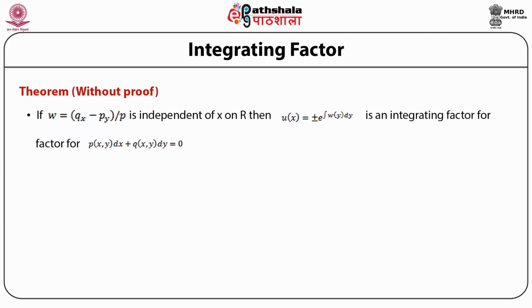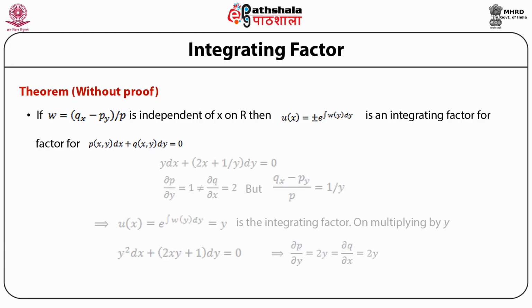If w is equal to (q_x minus p_y) divided by p is independent of x on R, then u of y is equal to plus or minus e to the power integral of w of y dy is an integrating factor for p of xy dx plus q of xy dy is equal to 0 on R.